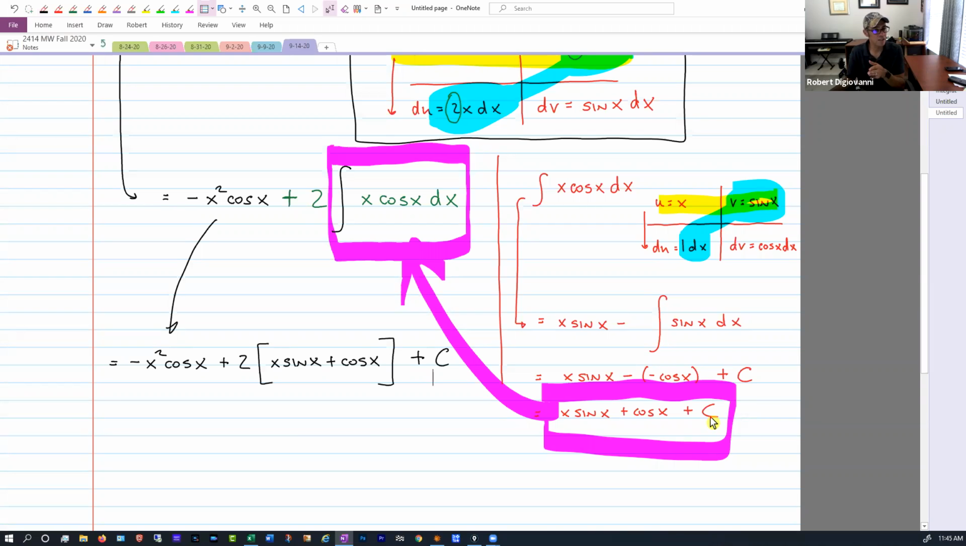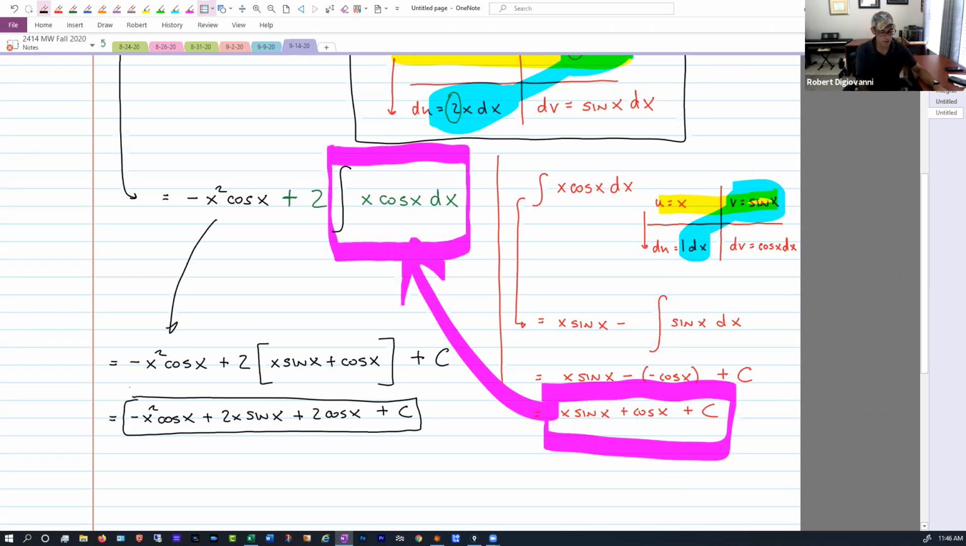2 times c. But c is a constant. We don't even know what it is, so twice c is still a constant. So we don't need to actually distribute the 2 through. We just throw the constant out to the side. And we're almost there. I'm just going to put this together. Negative x squared cosine x plus 2x sine x plus 2 cosine x plus c. Box it up.